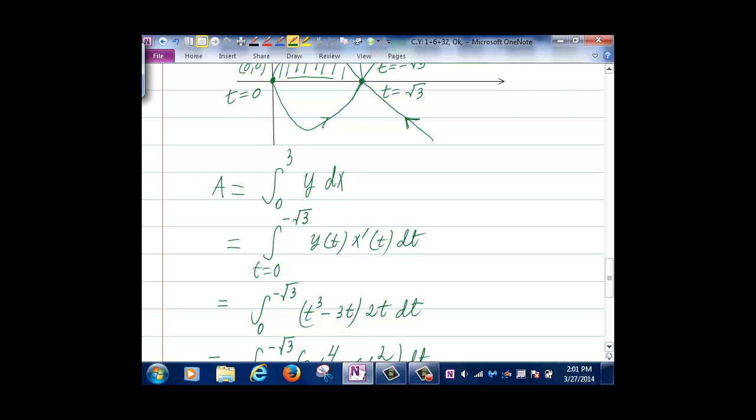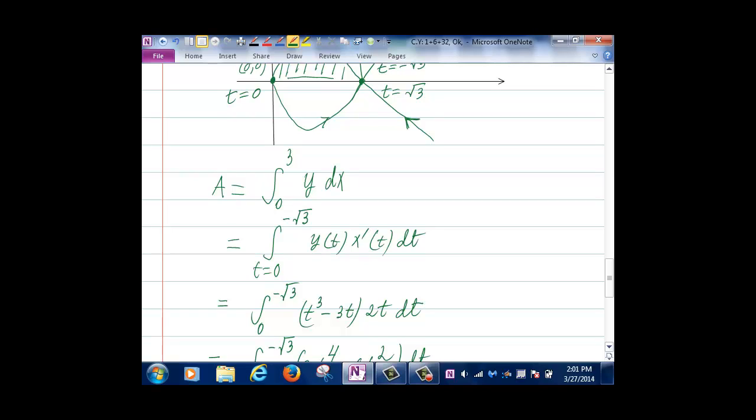Yeah, if you go from 0 to positive root 3, you're looking at the bottom one. What's going to happen then? You're going to get a negative of the area. Because suppose I have a curve like this. Suppose I have a curve like this. When you integrate this function, you get the negative of this area. The area at the bottom is not the same? They are the same. They are actually symmetric, yes.